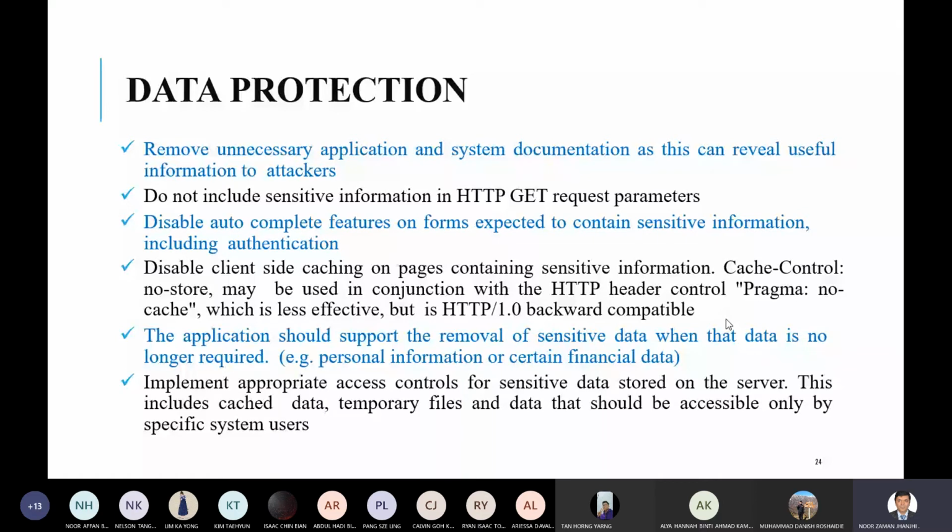We need to disable autocomplete features in forms if we are looking for security. Otherwise, if someone else is using the machine, autofill becomes easy for everyone, and they can get the user's information. These are the points we are supposed to follow.